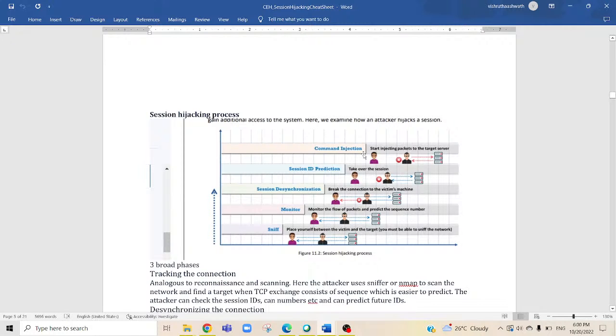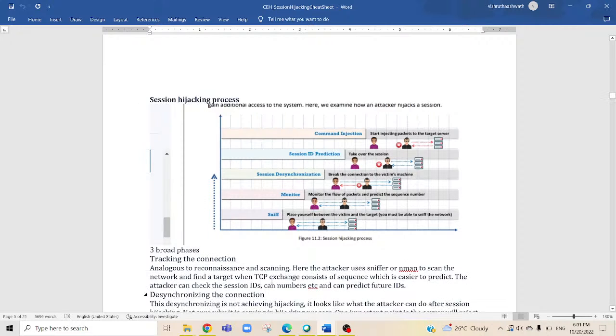After taking over the session, the next and last process is command injection. Starts injecting packets to the target server. So the processes are sniff, monitor, session desynchronization, session ID prediction, and command injection.